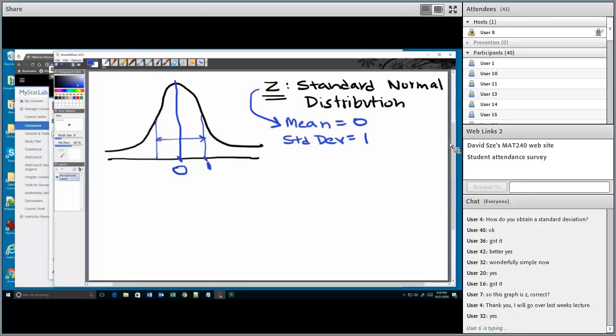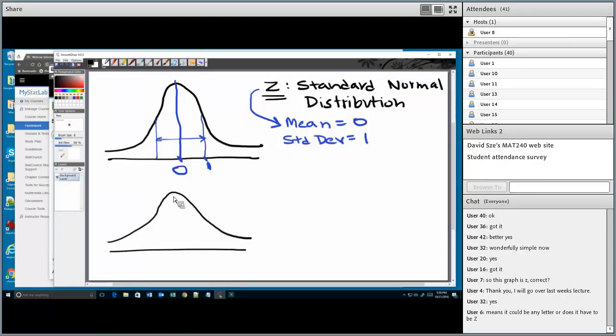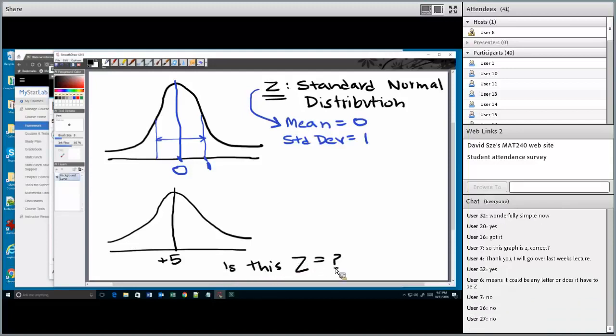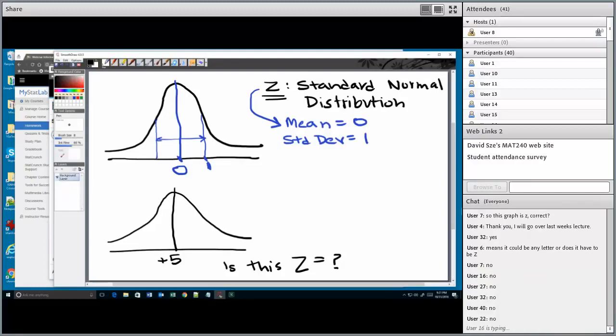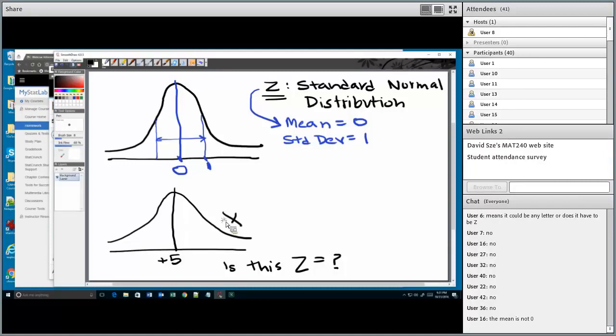David, don't think of this as a graph, okay? Because you can have other normal distributions. So for example, take a look at this distribution. Here's a distribution, but the center could be, say, +5. Now for this, the mean is +5. Is this Z? No, this is not a Z distribution. Even though they both have a normal distribution shape, this is not Z. This is some other distribution.